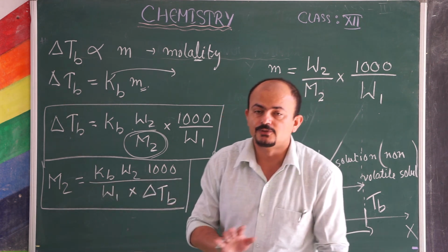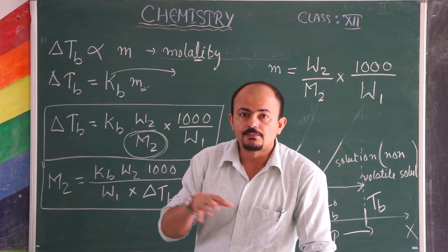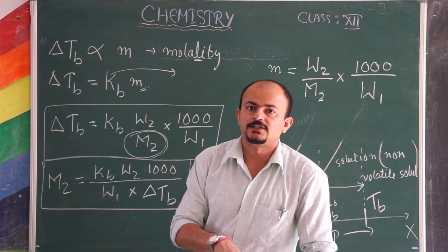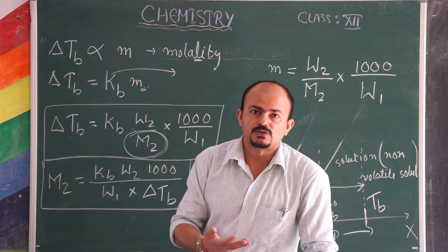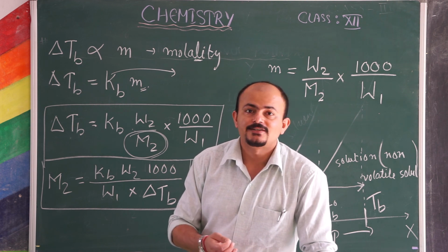So there are plenty of numericals, solved as well as unsolved, in your book. Please practice them properly. In our next class, we will be discussing another colligative property, that is depression in freezing point.